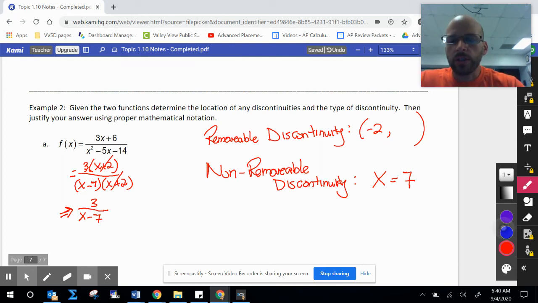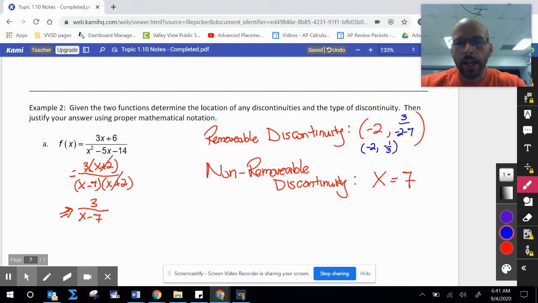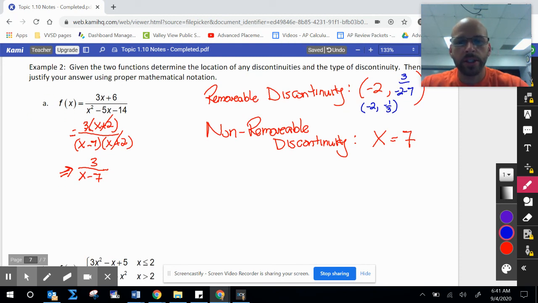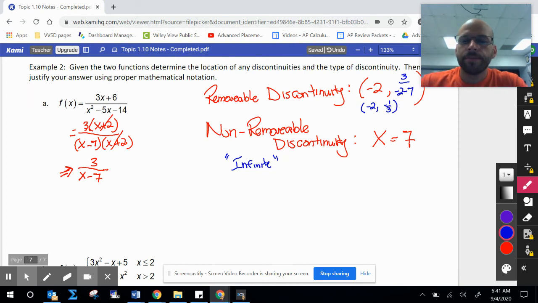Okay, so the only thing I have to do now is I'm curious to know what the y value of this hole is. So if you were to take -2 and substitute it in, I can say 3 over -2 minus 7. And if you reduce this, you'll get the point -2 comma 3 over -9, which is -1/3. Okay, so that would be the location of my hole. All right, so I had two discontinuities. Also, you can say this non-removable one, because it's an asymptote, is going to be infinite.